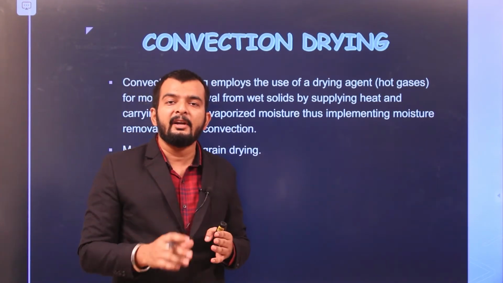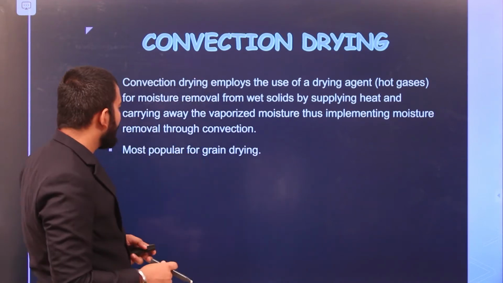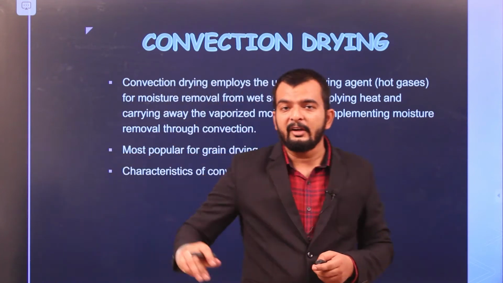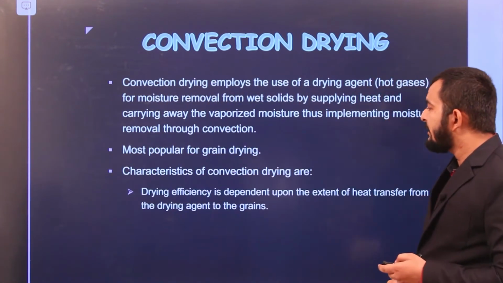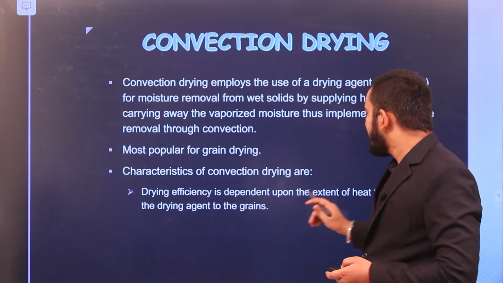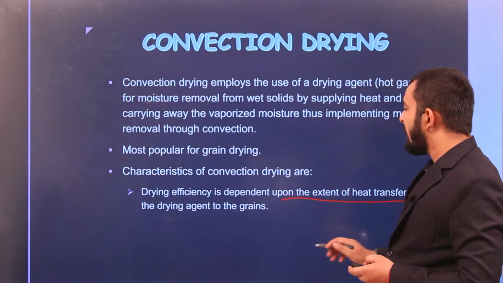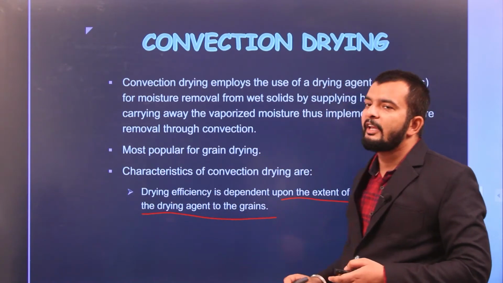Okay, so the next point is we study the characteristics of convection drying. Under the characteristics, the first point is that drying efficiency is dependent upon the extent of heat transfer from the drying agent to the grains.